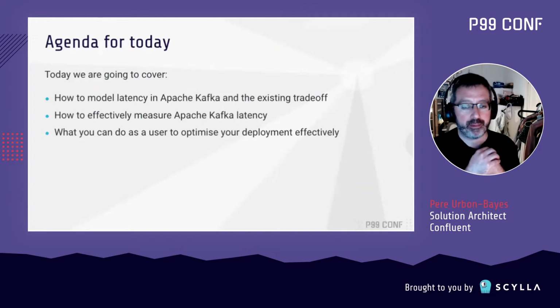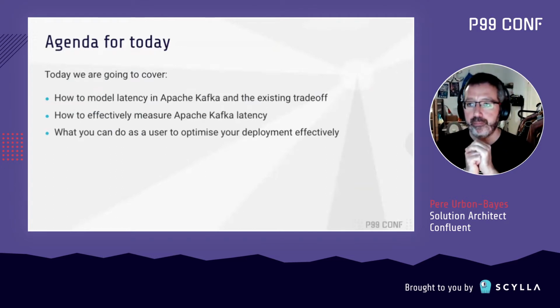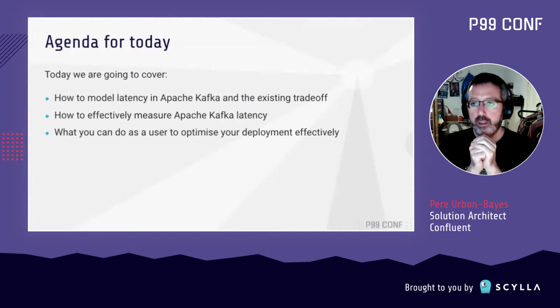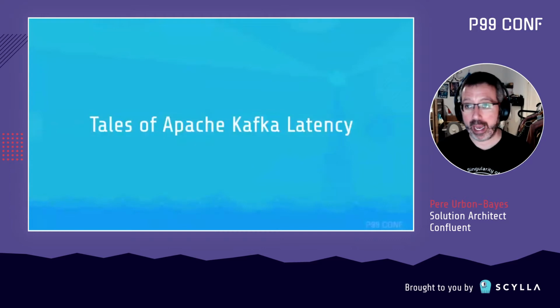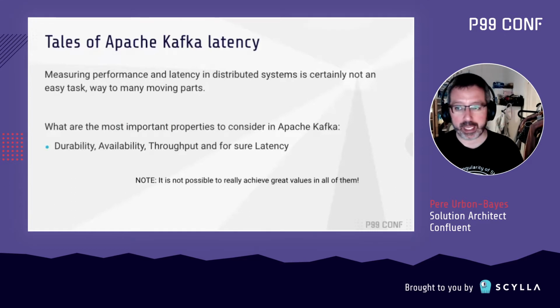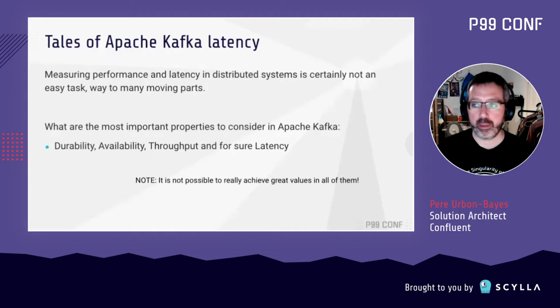So, a little bit about tales of Kafka latency. Measuring performance and latency in distributed systems is not easy. If you have been doing distributed systems for a while, you will notice that at the beginning everything looks like magic, but then understanding the details is not so easy. In the case of Apache Kafka, some of the most interesting things are durability, basically data is not lost; availability, I can still write and read data; throughput, how fast I'm able to do that; and for sure, latency. But latency has many moving parts to understand.